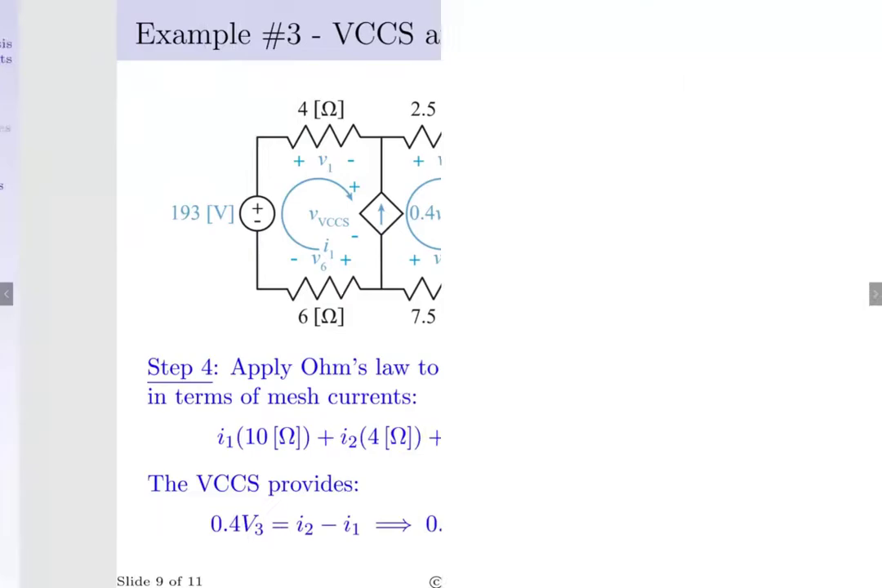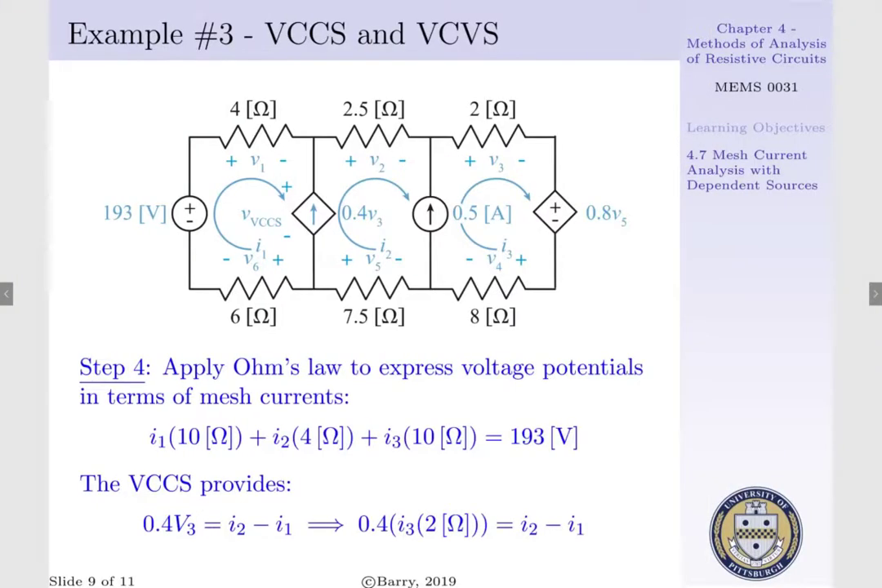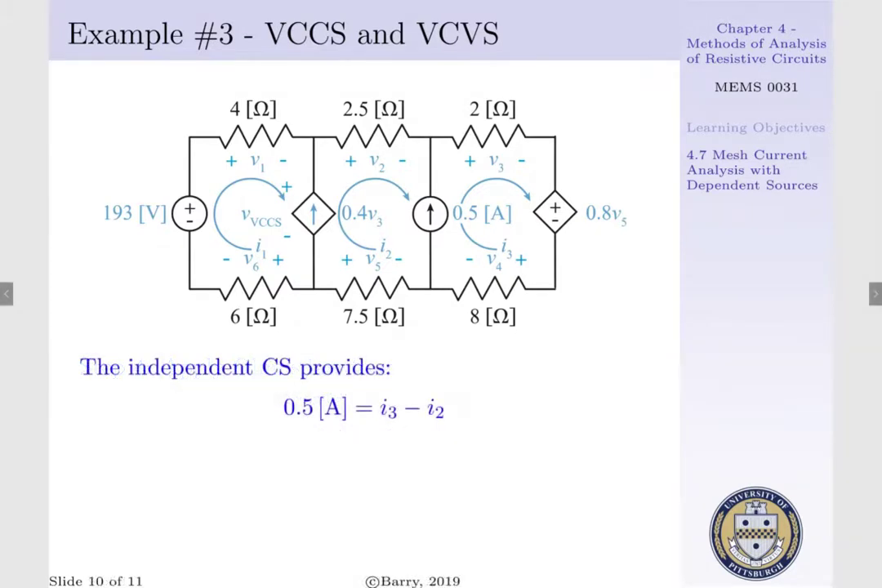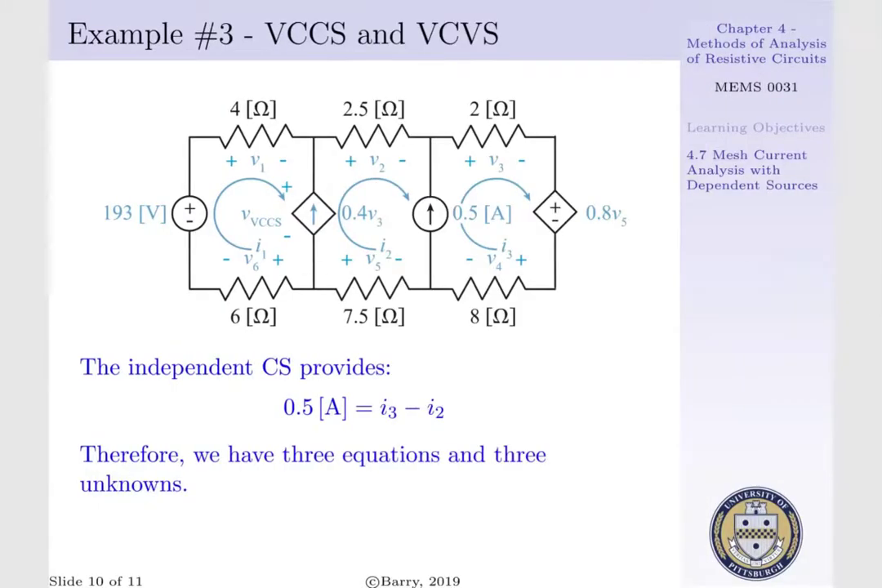Now, our VCCS provides the following equation. 0.4 V3 would be equal to I2 less I1, where V3 is simply equal to I3 times 2 ohms, such that we'd have 0.8 I3 is equal to I2 less I1. Lastly, our independent current source gives us the following relation. 0.5 amps is equal to I3 less I2. Thus, we have 3 equations and 3 unknowns.